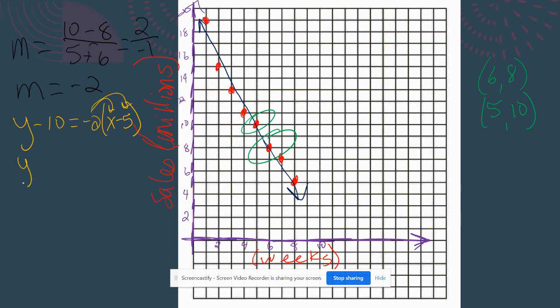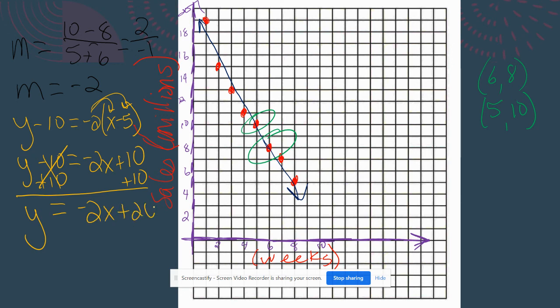Distribute. Y minus 10 is equal to -2 times x is -2x. -2 times -5 is +10. Get y alone, add 10 to both sides. These add to 0, so y is equal to -2x plus 20. So that equation would represent our line of fit for this data set. And we see that it has a negative correlation.